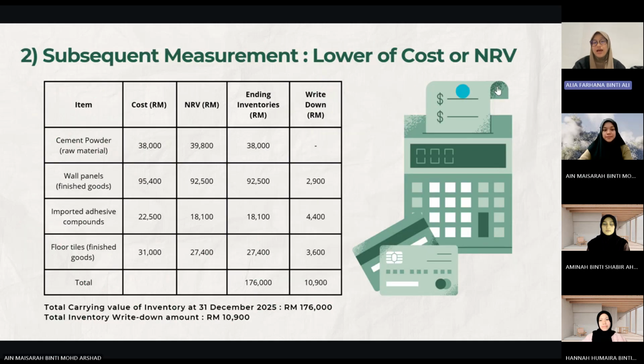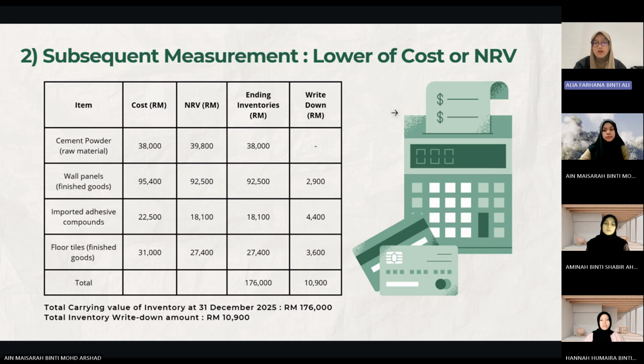Next, I will explain the subsequent measurement of inventory using the lower of cost or net realizable value (NRV) method under MFRS 102. For every inventory item, we compare its cost with its NRV. Whichever amount is lower will be used as the ending inventory value. The NRV formula is estimated selling price minus the estimated selling cost. For cement powder, the cost is 38,000 and the NRV is 39,800. The cost value is chosen, so no write-down is needed.